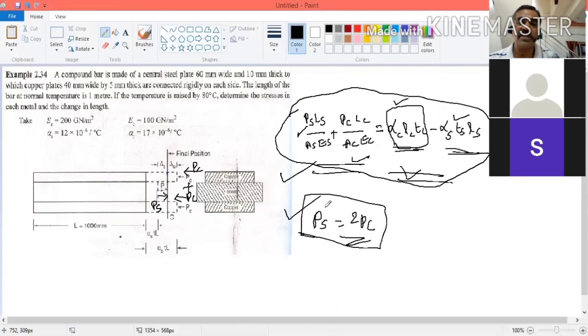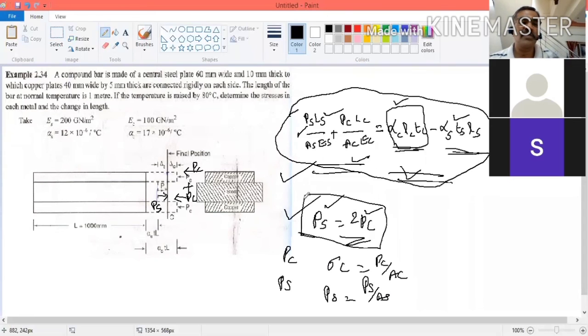For us, what are the unknown values? Ps and Pc. You substitute Ps in terms of Pc. First you find the value of Pc, then you find the value of Ps. To find the value of sigma c, use Pc by Ac. To find sigma s, use Ps by As.